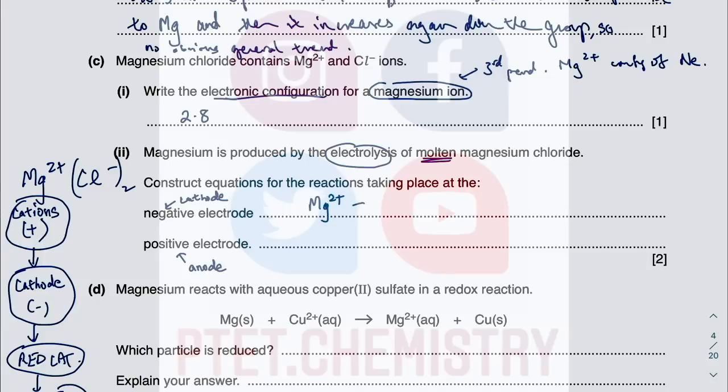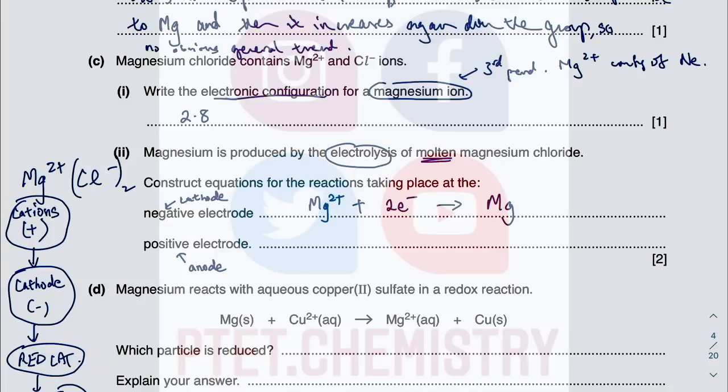These are half equation. Gain of electrons on the left, and then I'll get the magnesium metal, because that's the whole point of the electrolysis. I want to get magnesium from there. I have to balance the atom, and I have to balance the charge by gaining electron, because this is reduction, because this is at the cathode, which is negative.